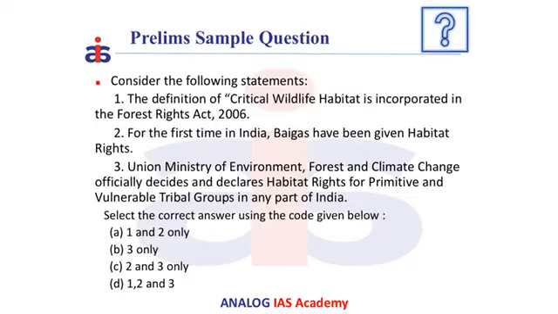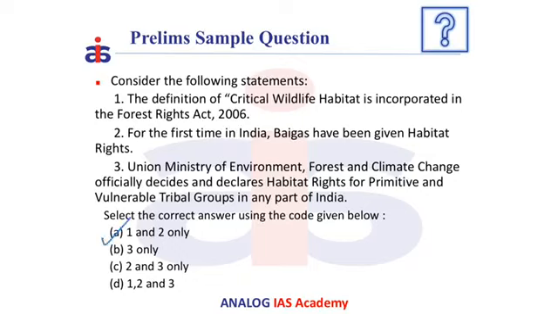Let us solve this question. Consider the following statements. The definition of critical wildlife habitat is incorporated in the FRA 2006. For the first time in India, Baigas have been given habitat rights. The Union Ministry of Environment, Forest and Climate Change officially declares and decides habitat rights for primitive and vulnerable tribal groups in any part of India. The correct answer is A.